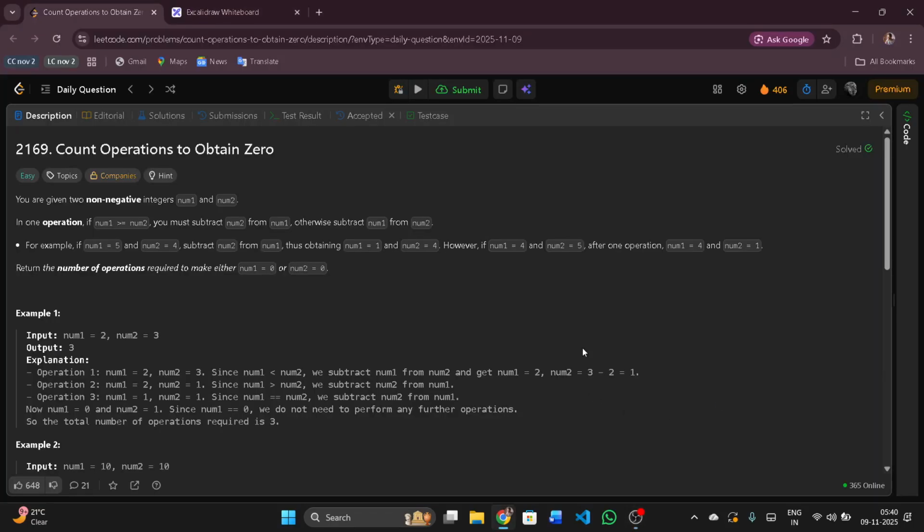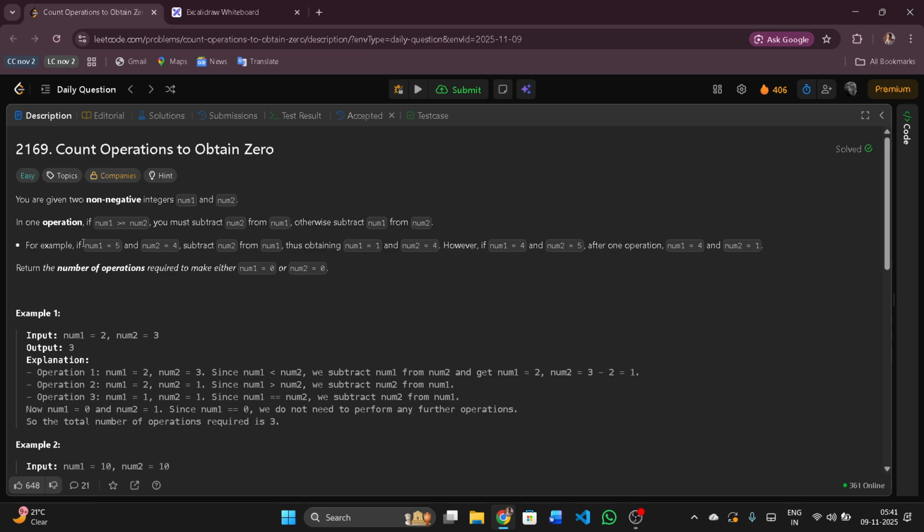Count operations to obtain 0. So we are given two integers, num1 and num2, so it is an easy problem. In one operation, if num1 is greater than num2, subtract num2 from num1, nothing but num1 is equal to num1 minus num2. Otherwise, we'll remove num1 from num2, nothing but num2 is equal to num2 minus num1.